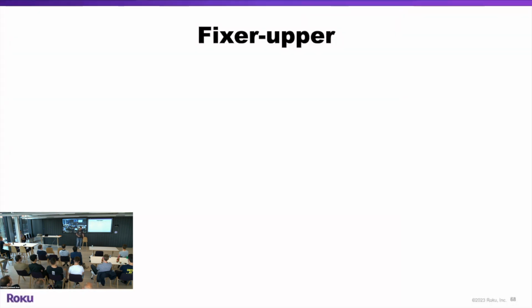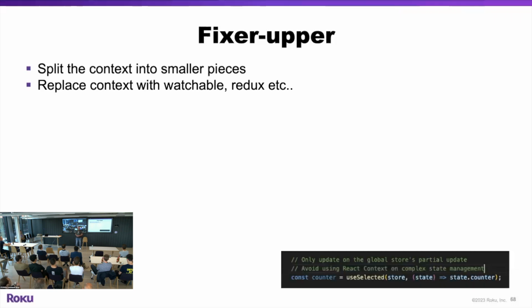So how to fix this? There are a couple of options we could go with. First one is to split the context into smaller pieces. What this means is create more smaller contexts, one context for one part of the application and another one for the other. We could also replace the context with different implementations like Watchable Dev that Kevin presented previously. It's a good example for filtering those context changes into just partial ones and do updates only when the interesting part of the state has been updated.